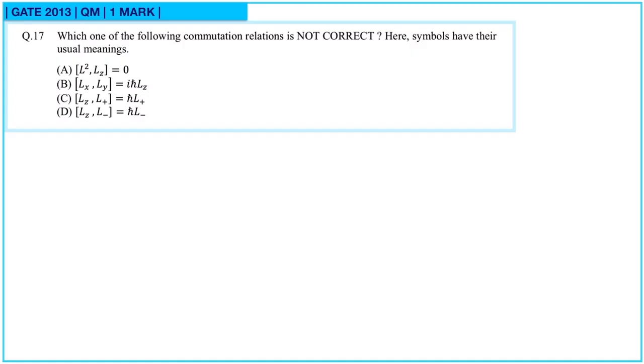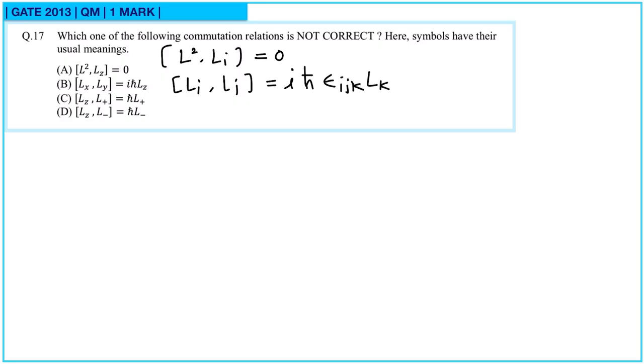Question number 17. Which one of the following commutation relations is not correct? Here symbols have their usual meaning. Now we'll see the first one. We know L square, Li is equal to 0 always. Then Li, Lj is equal to i h cross, Levi-Civita tensor epsilon ijk, and Lk. So options A and B are correct.